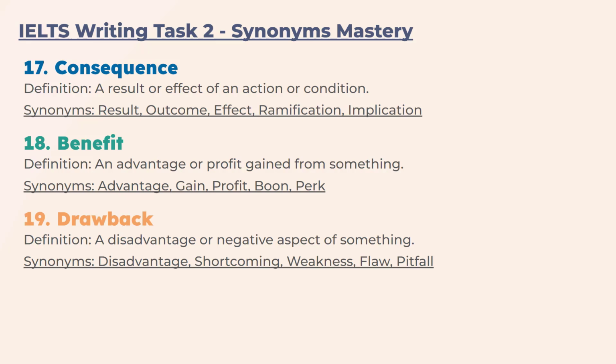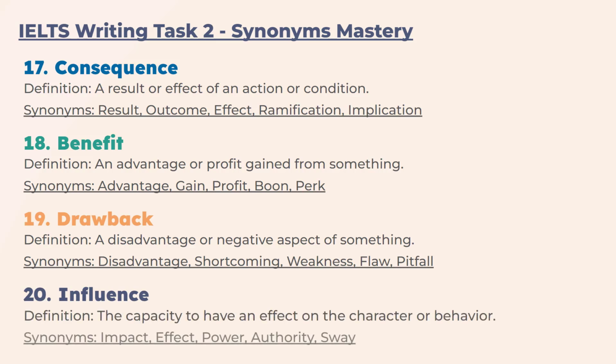And the final word for this lesson is influence. The capacity to have an effect on a character or behaviour. The capacity to get a person or someone to do something. Okay, so that's just a list of 20 really useful words and linked with some close synonyms. Again, synonyms are super useful when we're trying to use a range of vocabulary, which is very important within Task 2 essays.